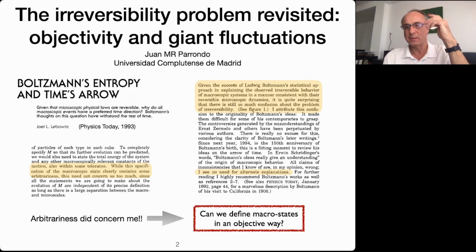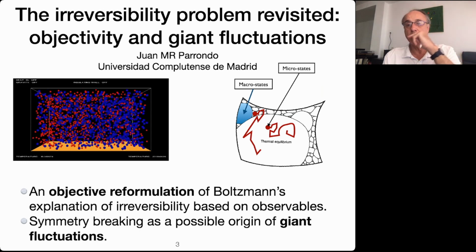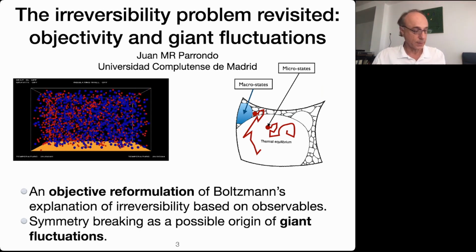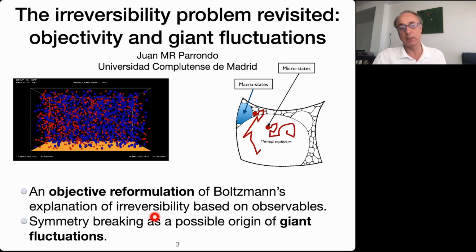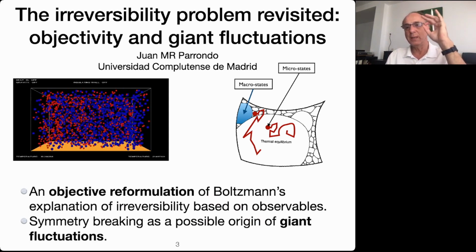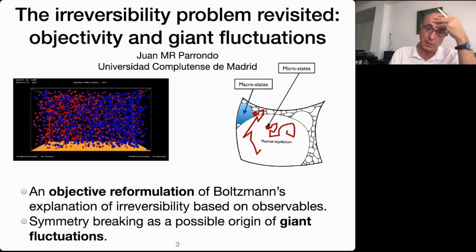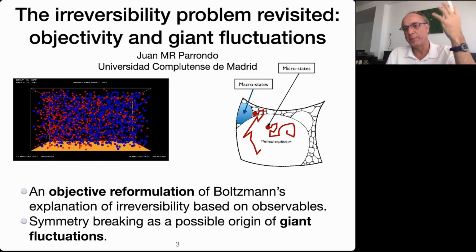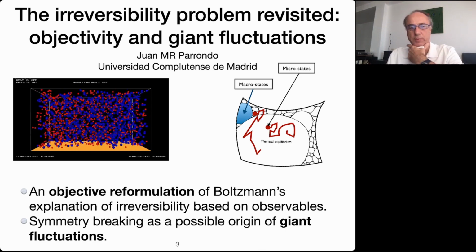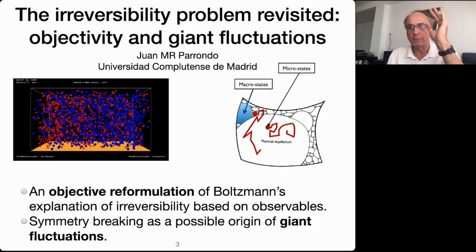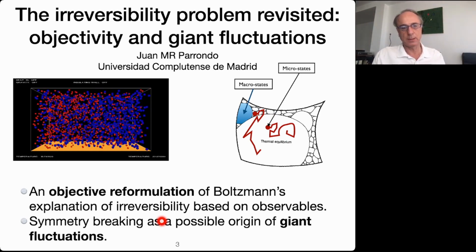So my idea here is to answer this question: can we define macrostates in an objective way, or can we explain irreversibility in an objective way? And the answer is yes. If we, instead of trying to explain the arrow of time as the increase of entropy in a system, reformulate Boltzmann's explanation of irreversibility using observables, we can solve the problem of objectivity. This is a very tiny change in the Boltzmann explanation, actually something implicit even in some textbooks, but I think it has not been formulated precisely, and this is the purpose of this video.